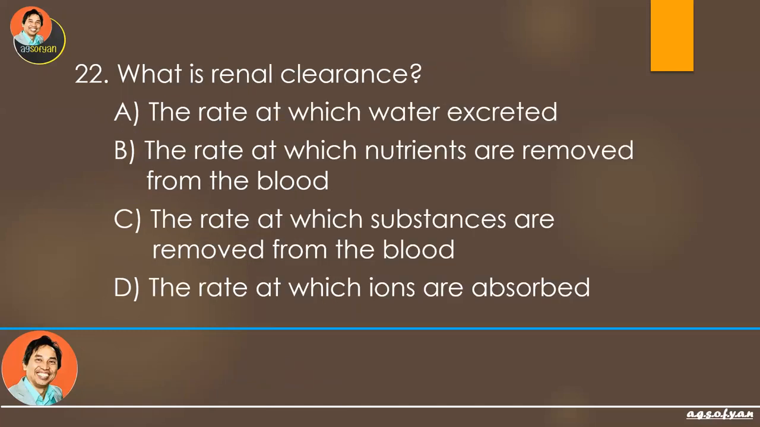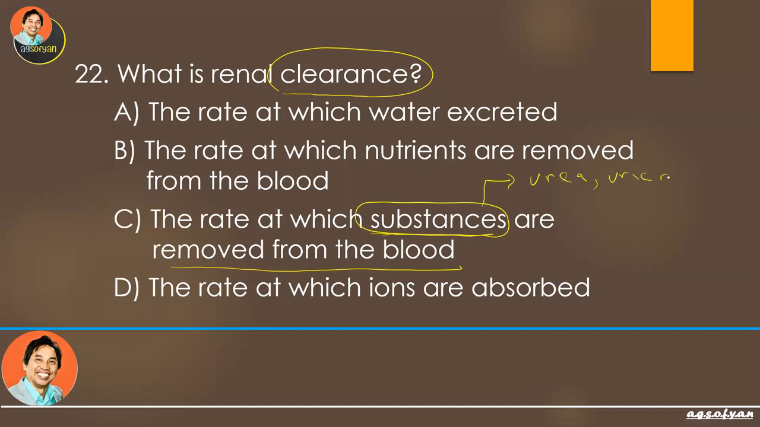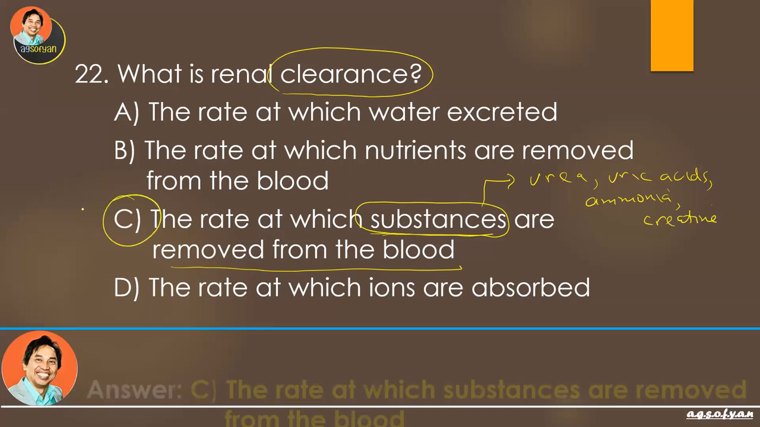What is renal clearance? A, B, C, or D? Okay, so renal clearance is the rate at which substances are removed from the blood. That's the definition of renal clearance. Of course, these substances are mainly urea, uric acid, ammonia, and creatine. Because this should be the answer.